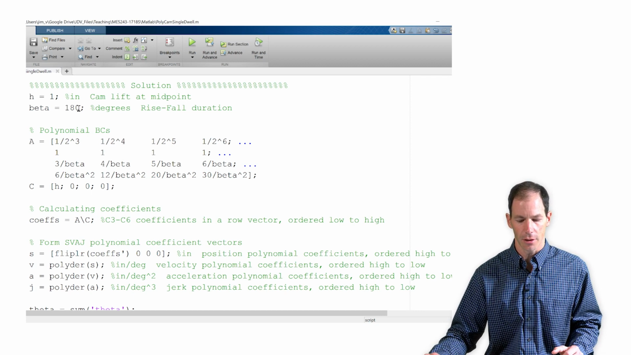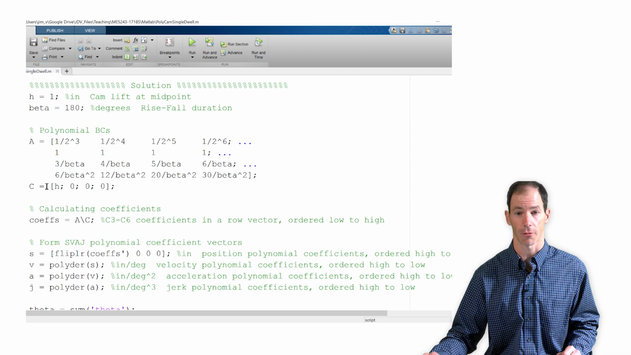Here's the A equation, which I'm calling it, so the polynomial boundary conditions. This is the matrix that I just put up on the board. So I get my 4x4 matrix right here, and I've got it in terms of betas. And then here is the product on the right, so the lift of H in the center, and then 0 position, 0 velocity, and 0 acceleration. And then when I go ahead and solve for the coefficients right here, this is the coefficient matrix that I'm solving for, C3 through C6.